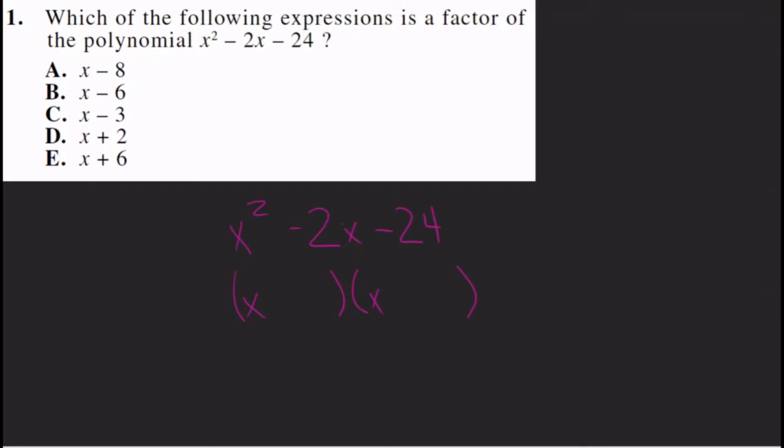So I'm going to go with negative 6 and positive 4, because negative 6 times positive 4 is negative 24, but when you add them, you get negative 2. And so it just wants to know which of the following expressions is a factor. So I'm going to look and see, is there x minus 6 or is there x plus 4? The only one that is up here as an answer choice is x minus 6.